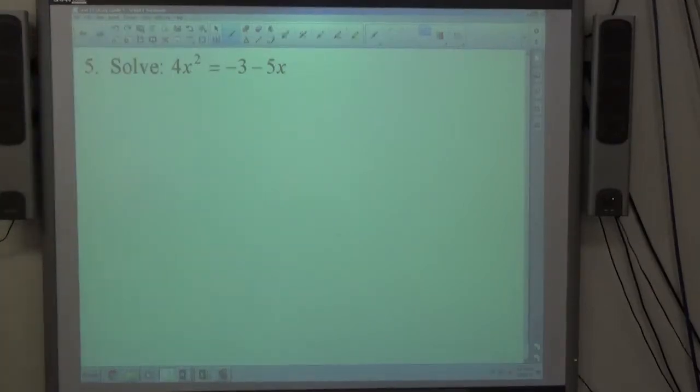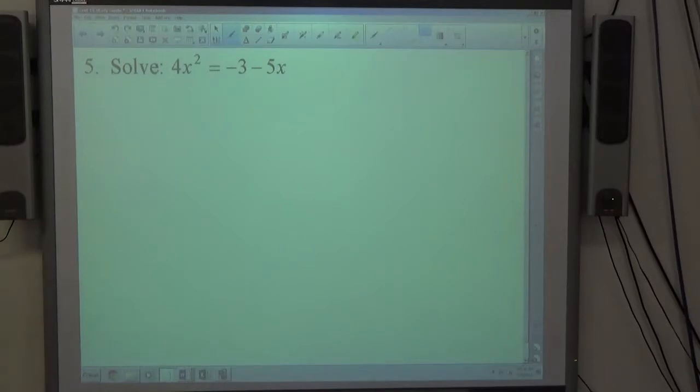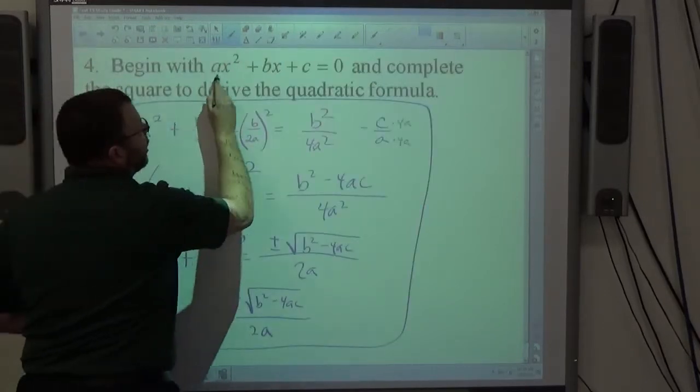Now 5 and 6 are both solving quadratic equations. You can use completing the square if you wish. You can use the quadratic formula. I'm going to go that route. If I'm going to use the quadratic formula, it does require that structure.